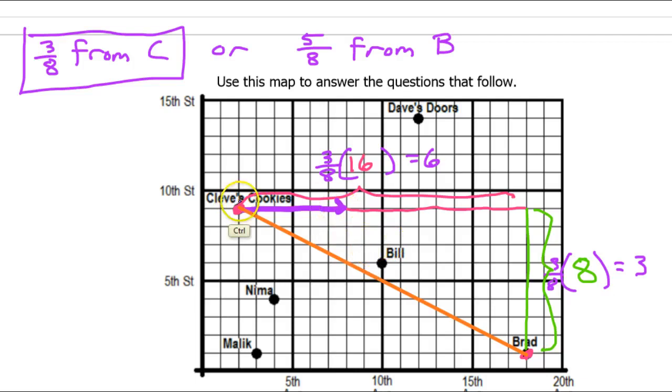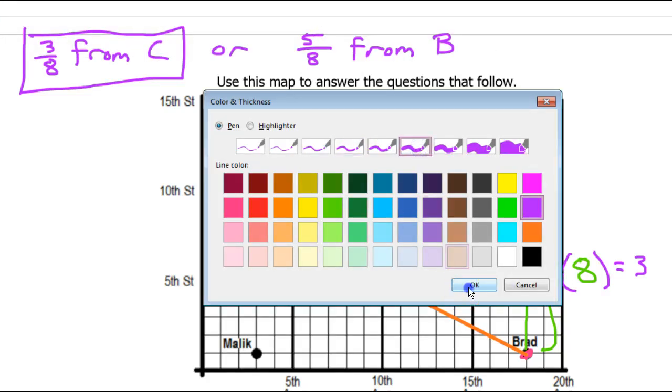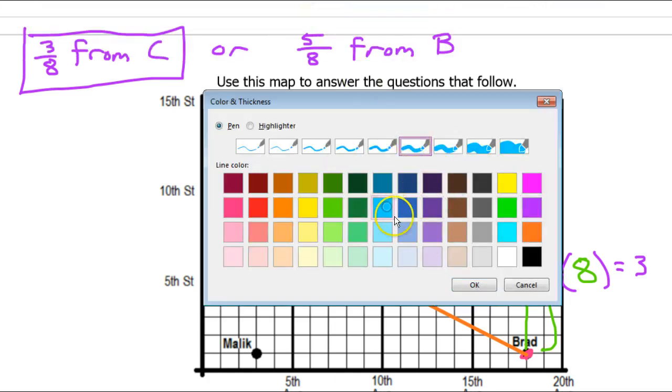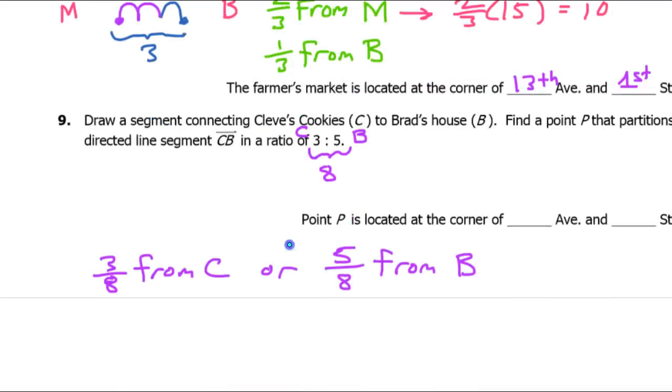Now, starting from Cleve's, that means I'm starting from up high and I'm going downward. Then that's going to look like this. All right, I'm just going to go down 3. Okay, that's going to put me right here. All right, so that turquoise dot should be the location of the, what are we trying to find? I honestly forgot. Oh, we're just finding a point P. So this should be the location of the point that we wanted.